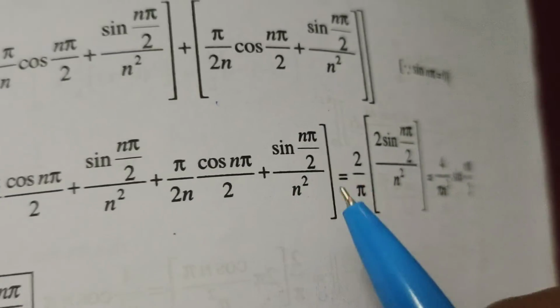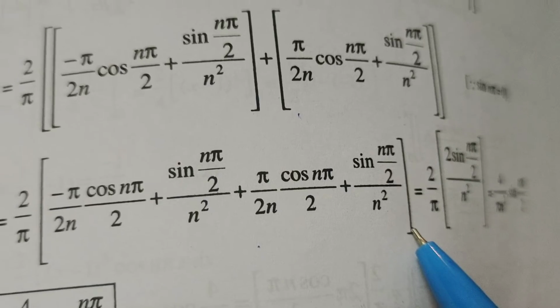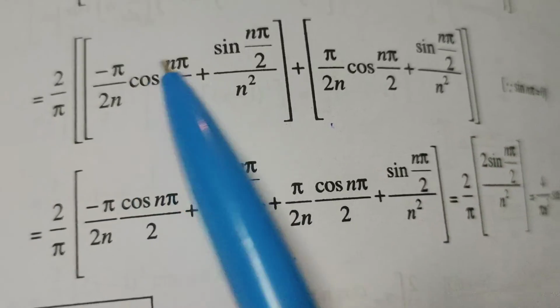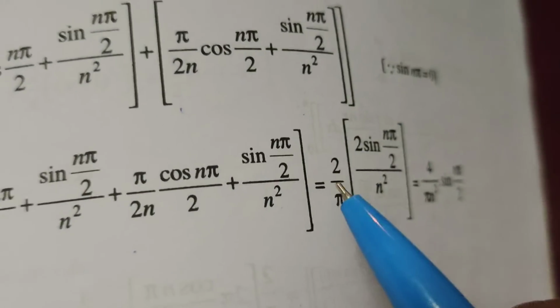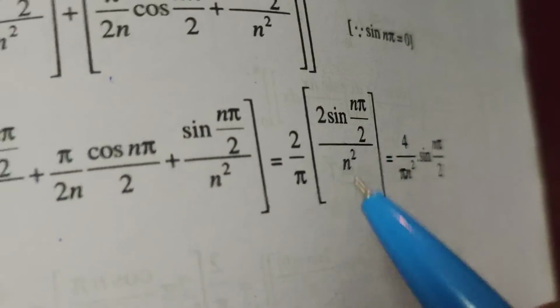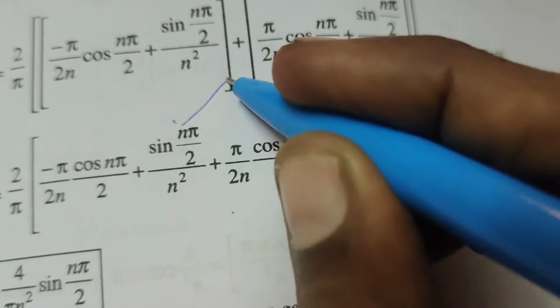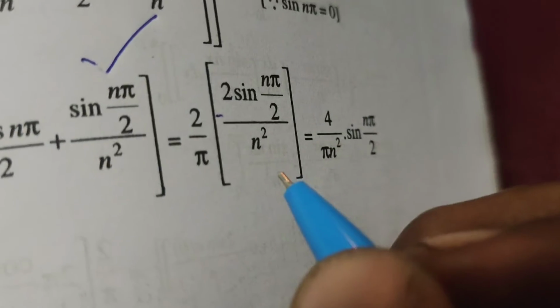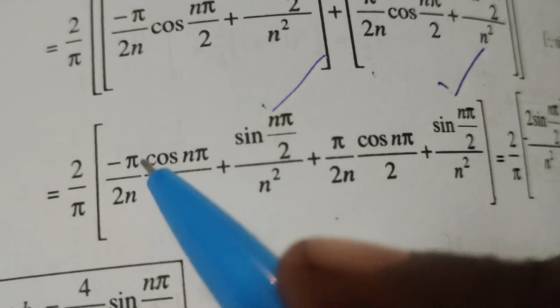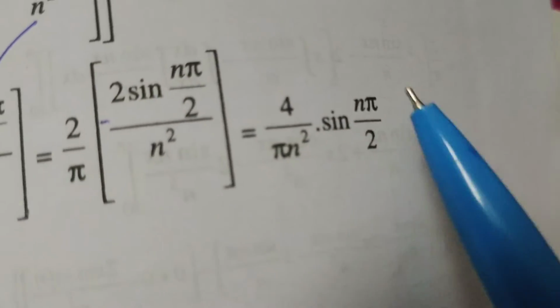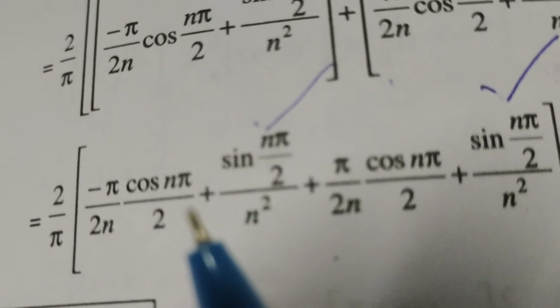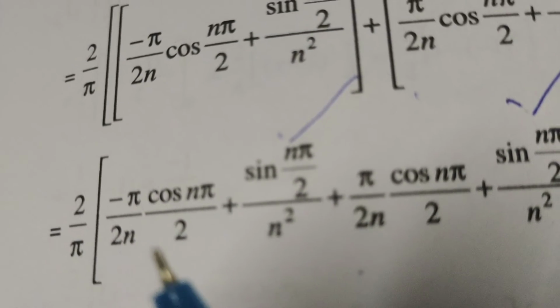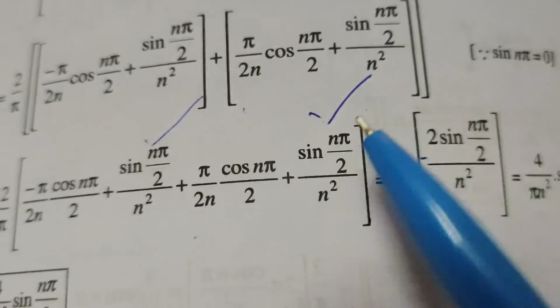Okay, now 2 by pi into, here write, complete this term. Here 2 by pi into 2 sin n pi by 2 by n square. This is sin n pi by 2 by n square, again plus sin n pi by 2 by n square, 2 sin n pi by 2 by n square. Okay, here cos n pi means minus 1, and sin n pi means 0.